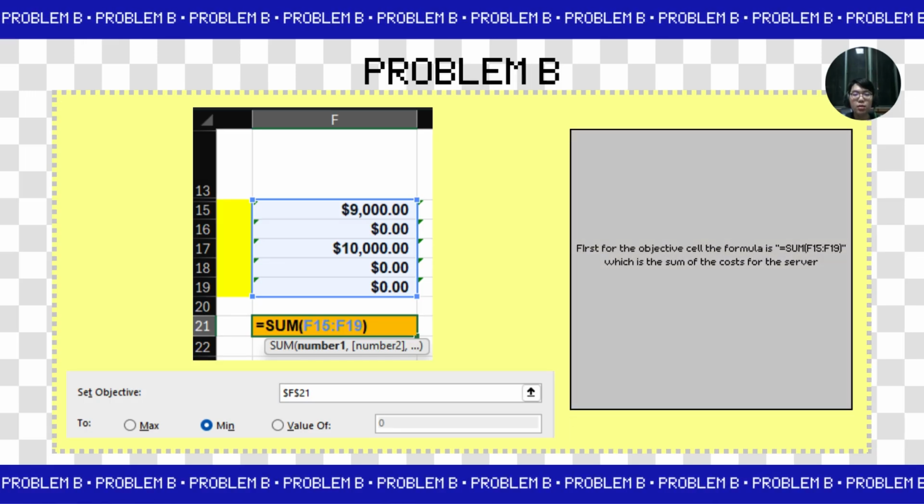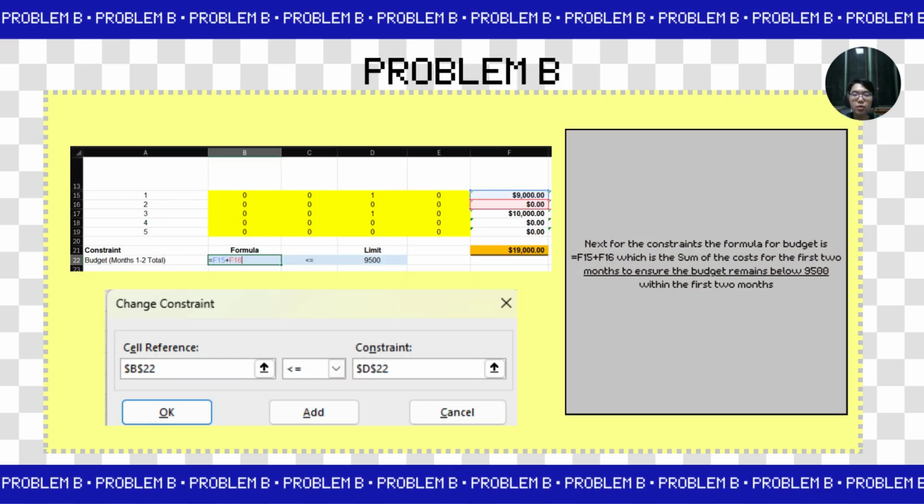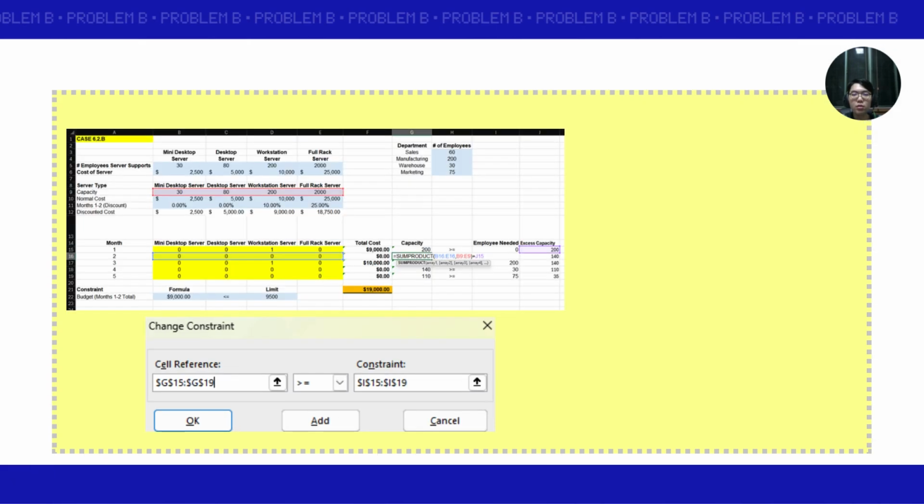First, for the objective cell, the formula is sum F15 to F19, which is the sum of the cost for the servers. Next, for the constraints, the formula for budget is F15 plus F16, which is the sum of the cost for the first 2 months to ensure the budget remains below $9,500 within the first 2 months.